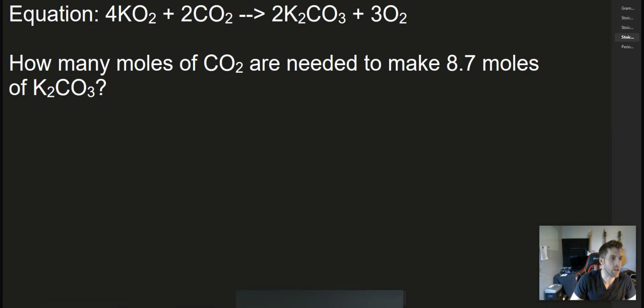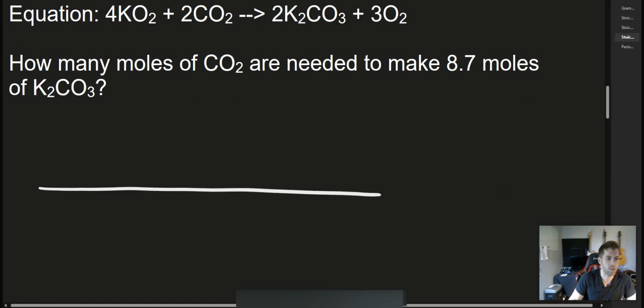So I'm going to get my crossroads here. Boom, and I'll wait for the vertical line. Notice we have a balanced equation. We are also given a question: how many moles of CO2, so we're trying to find CO2, are needed to make 8.7 moles of K2CO3, okay?